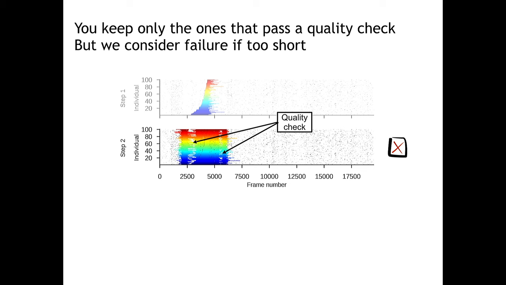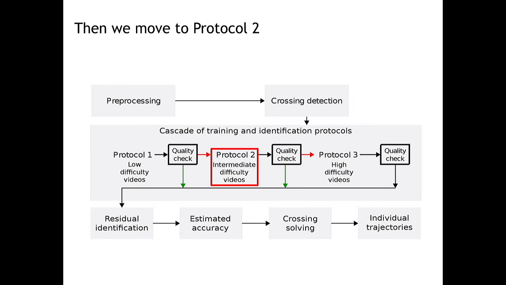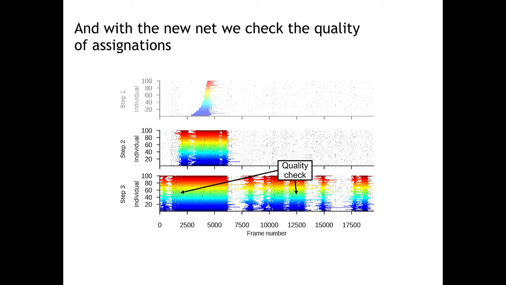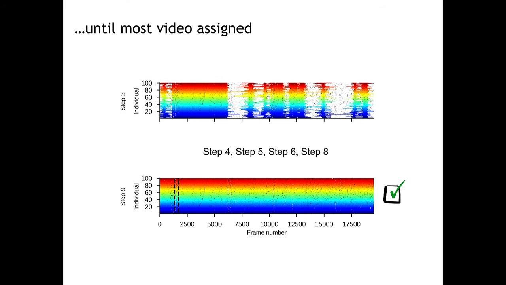But you will need to go into the code and change one parameter in the quality check a bit, because in our case, we don't consider it valid. It jumps into protocol 2, which is the one I really use for most of my videos. In that one, all that happens is that I now use these global fragments as training data set for my network. Again, I train the network, and I assign, again, the rest of the video. Now I have more global fragments that have passed the quality check. They are still not covering the video as much as I want, so I ask the system to do it again and again. It does step 3, 4, 5, and step 9.